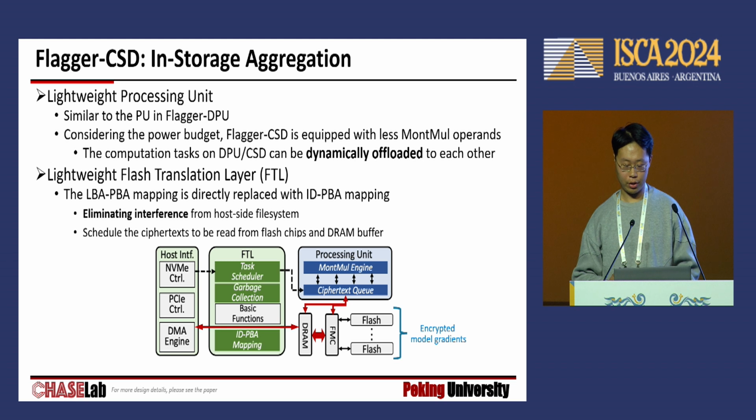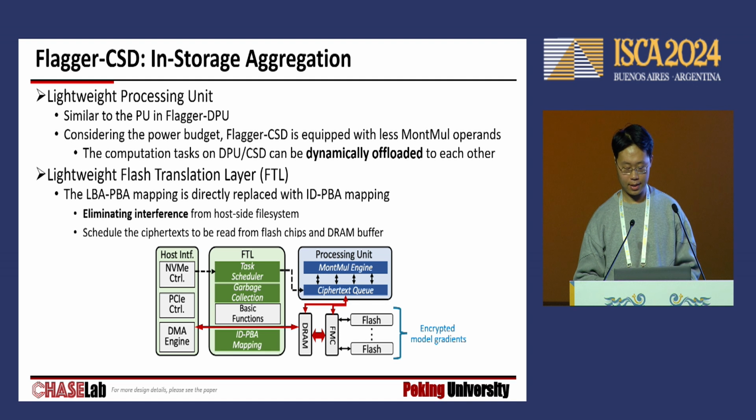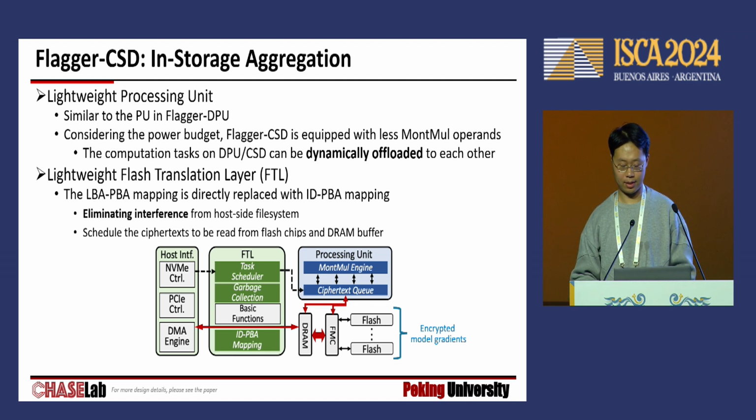To further reduce the management overhead, we replaced the LBA to PBA mapping in the traditional flash translation layer with a ciphertext ID to PBA mapping. Therefore, the Flagger CSD can directly obtain the metadata of ciphertext without the host-side file system and eliminate the interference from the host. For more design details, please see our paper.